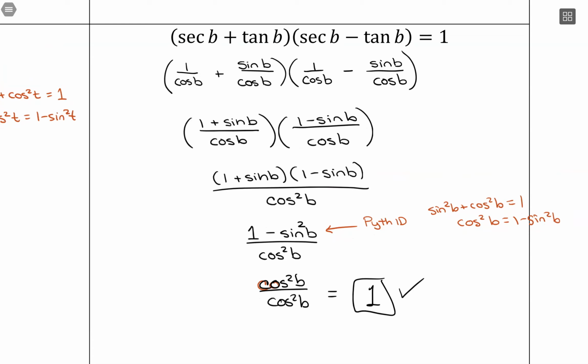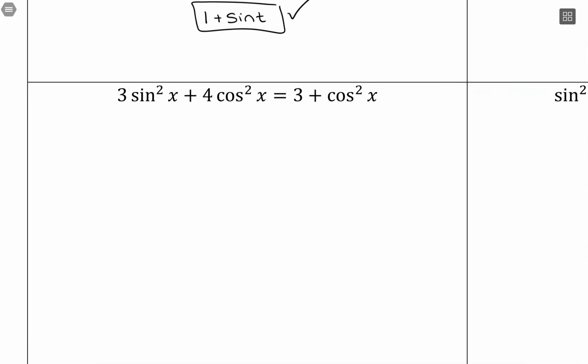So substitute sine and cosine in, combine your rational expressions, multiply through, and then simplify down, looking for that Pythagorean identity when you can. All right, 2 more here.